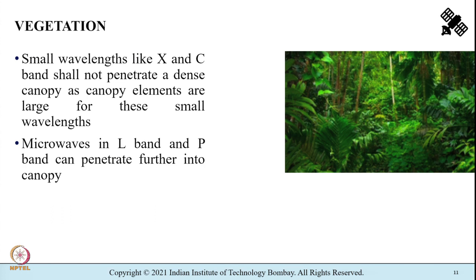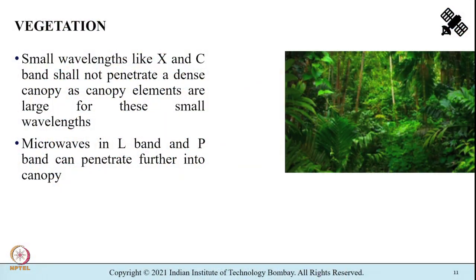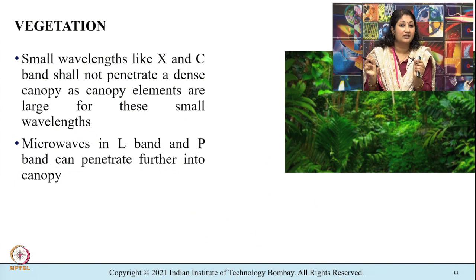So, interaction of microwaves with vegetation is highly complex because leaves scatter. And in a forest, there are leaves of varying length, varying sizes, varying types. And as the wavelengths of microwaves are of the same order as the structural elements of a forest, the scattering can be quite complex. It cannot be straightforward. And small wavelengths like X band and C band shall not penetrate a dense canopy. Why? Because canopy elements are large for these small wavelengths.